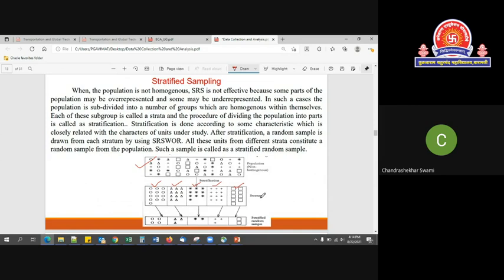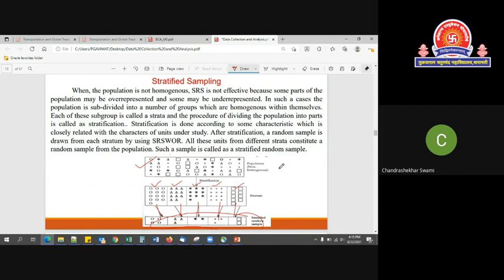After making these groups, now I am selecting elements randomly from each and every group. From the first group I select, suppose, four elements. From the second group, I am selecting three elements. From the third group I am selecting two elements. From the fourth group, I am selecting three elements, and from the last group I am getting two elements. And this is my sample. So this sampling procedure is called what?